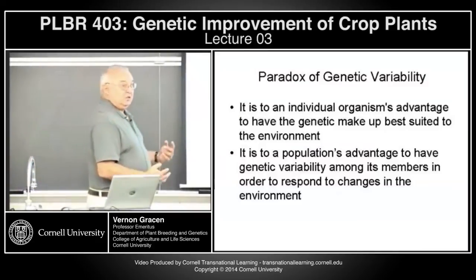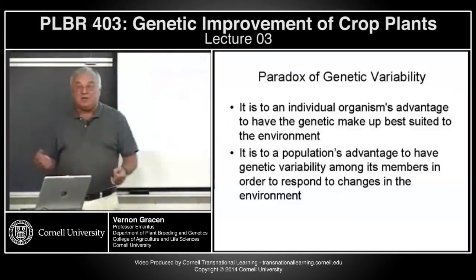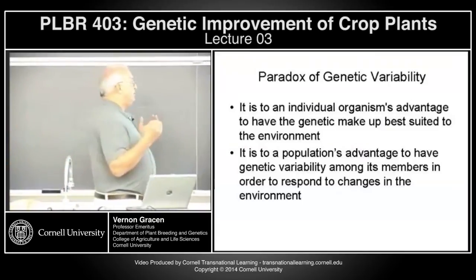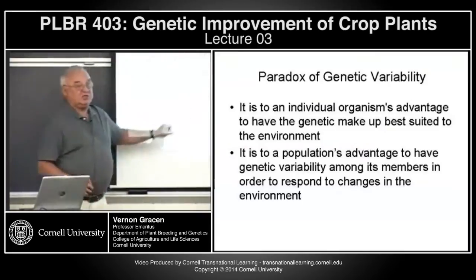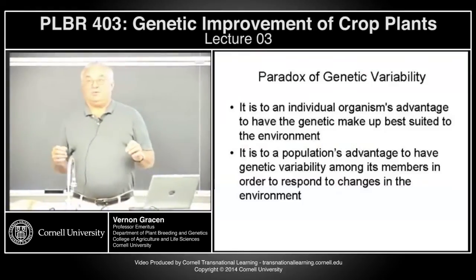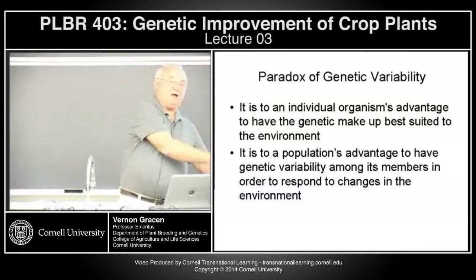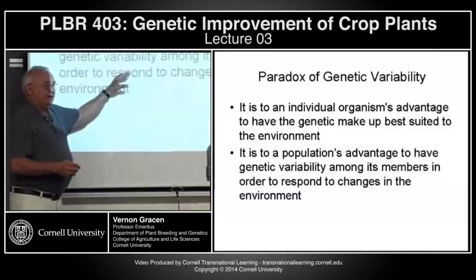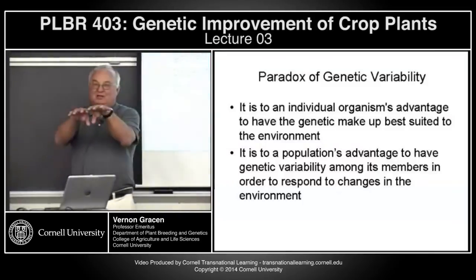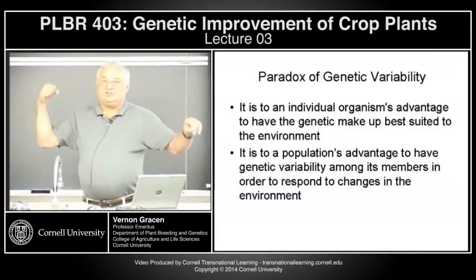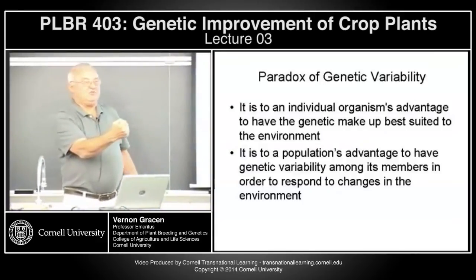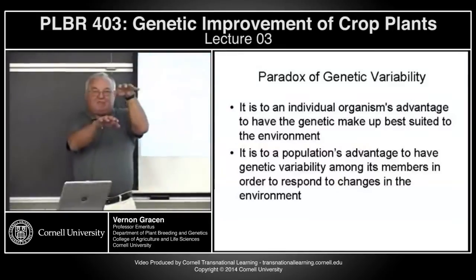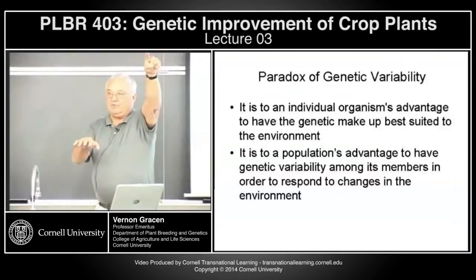Whereas for a population of plants, the advantage is to have genetic variability. Because if the population has genetic variability, then it's much more responsive to changes in the environment. And so in plant breeding, we constantly fight that paradox. It's nice to have populations we're developing that have that genetic variability and buffering capacity, but it's tough to sell an individual farmer on an individual variety that sort of yields an average of 10% below the best variety that farmer could be growing.